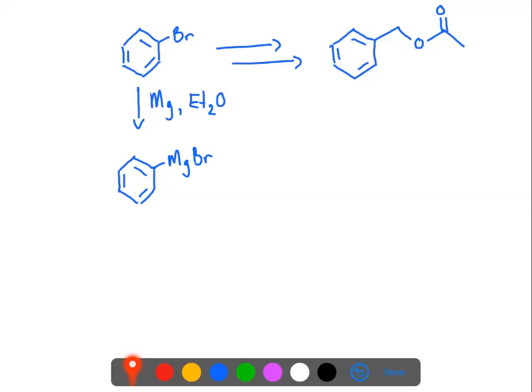One way that we've looked at is by introducing CO2. So introducing CO2, the Grignard reagent, in this case, the phenylmagnesium bromide, is going to react with CO2 to form the corresponding carboxylate. And then in the second step, that carboxylate can be washed with dilute acid, H3O+, to form the corresponding carboxylic acid, in this case, benzoic acid.